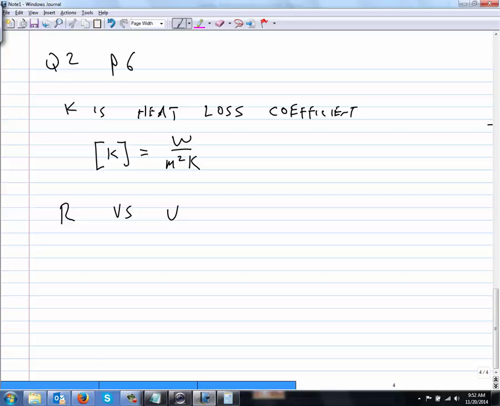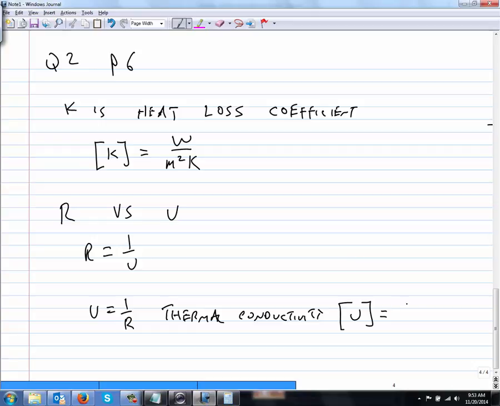Yeah, okay. R versus U, and you're exactly right. R equals 1 over U, or U equals 1 over R. Now, U is thermal conductivity, and if we look at the units of U, so again, the brackets just mean we're looking at the units. You could also use the brackets to mean dimensions, but I don't want to make up a new set of brackets. This is watts per meter Kelvin.